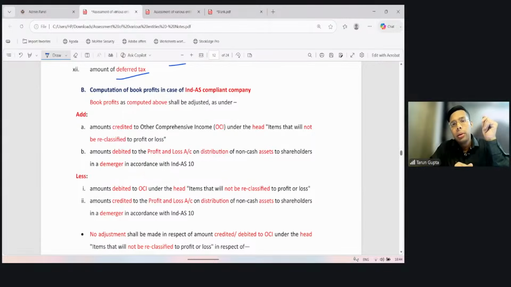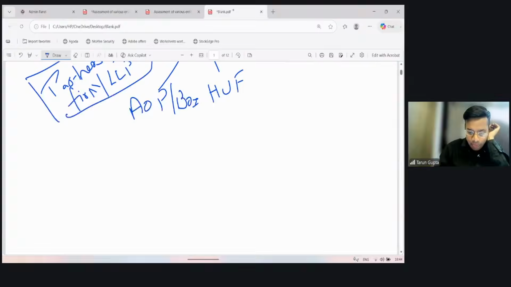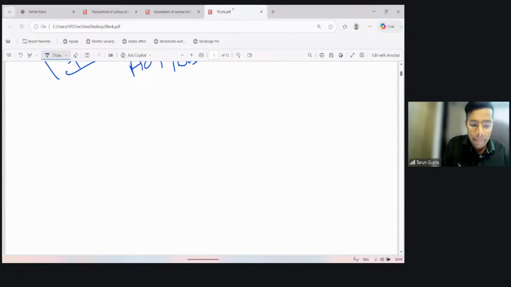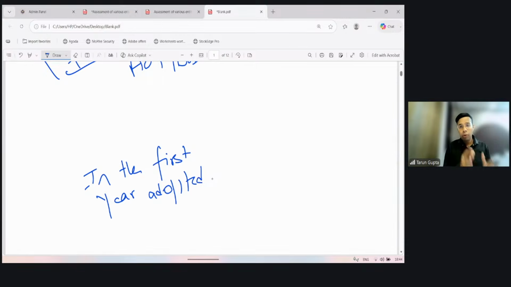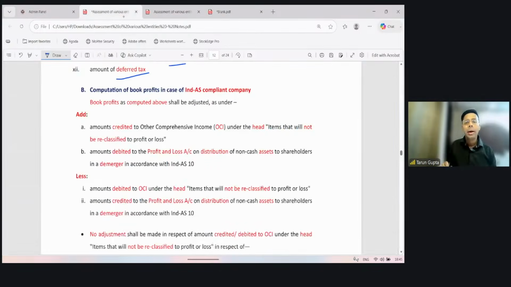In such case, there are two types of adjustment. First adjustment is in the year of adoption, in the first year of adoption. So when the company first adopted Ind AS, there is a set of adjustments in such year, and then there are continuing adjustments because of Ind AS. There is different accounting prescribed by the Ind AS. So if the accounts are prepared by Ind AS, there are some other adjustments which are to be made. So let's first see the continuing.